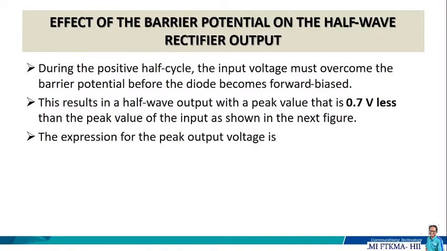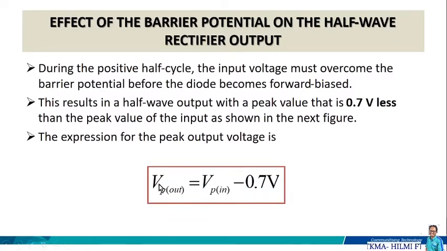This results in a half wave output with a peak value that is 0.7 volt less than the peak value of the input, as shown in the next figure. So the expression for the peak output voltage is given by Vp, P is for peak output. The peak output voltage is equal to the peak input voltage minus 0.7 volt.